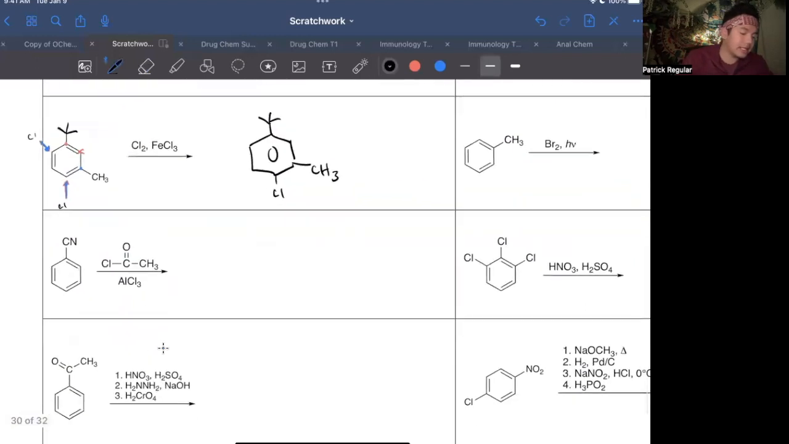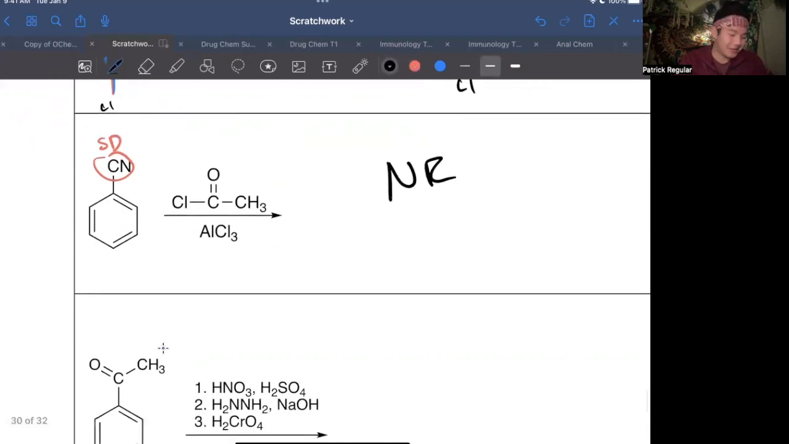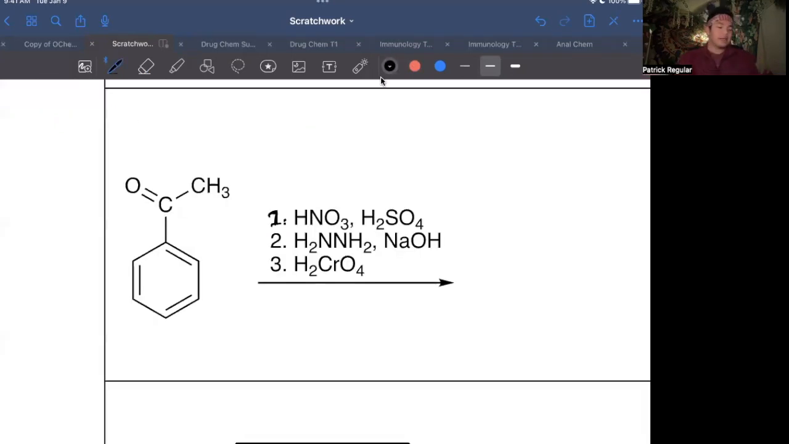All right, now let's go into here. You have a benzonitrile. All right, we know that this is going to be a strong deactivator. So can Friedel-Crafts reactions, this is a Friedel-Crafts acylation, will it react with a strong deactivator? No, it will not.